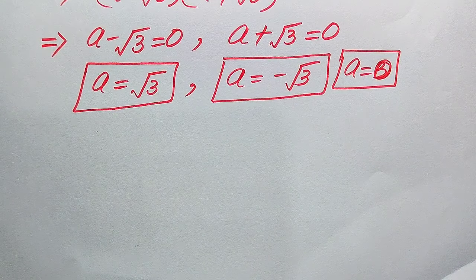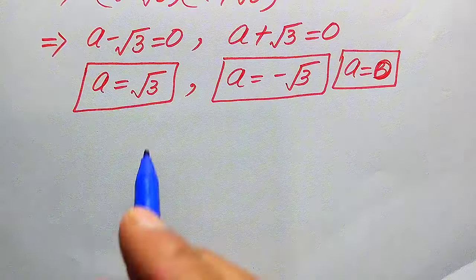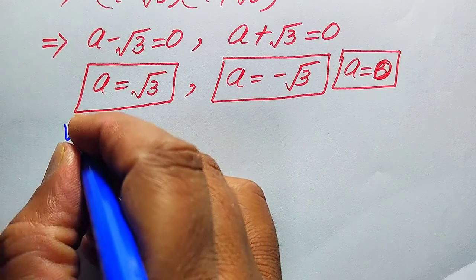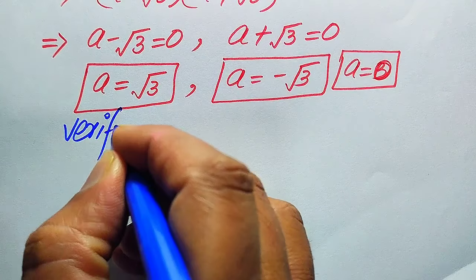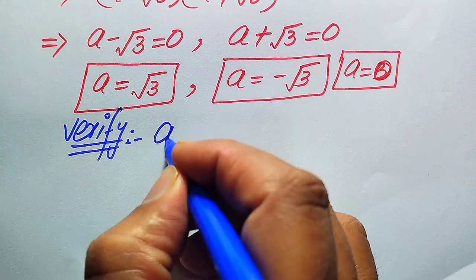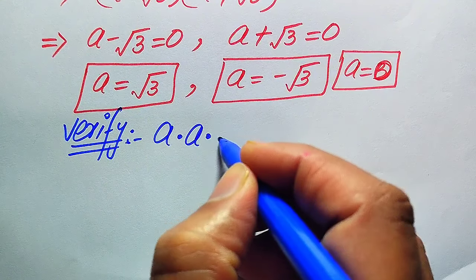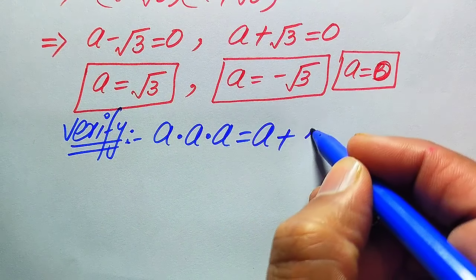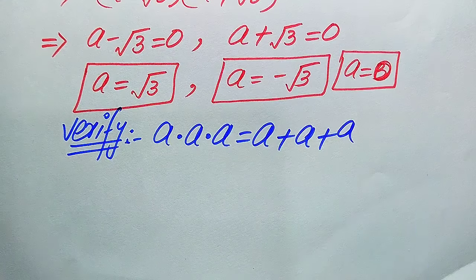And now here in the next step we need to verify which of these roots are solutions and which of these roots are extraneous roots. For this we need to verify the roots, and for verification we need to copy down the given question statement. Here it is a times a times a is equals to a plus a plus a.